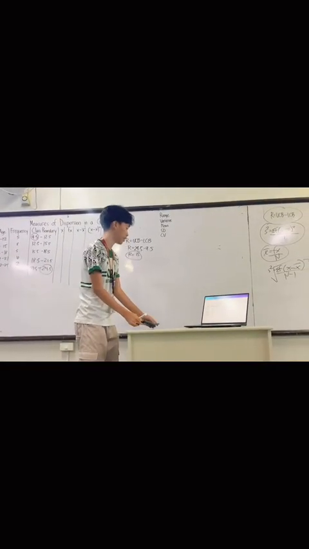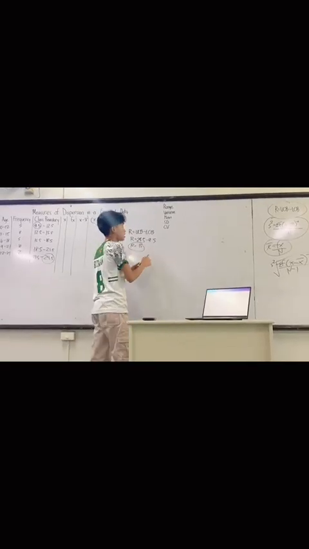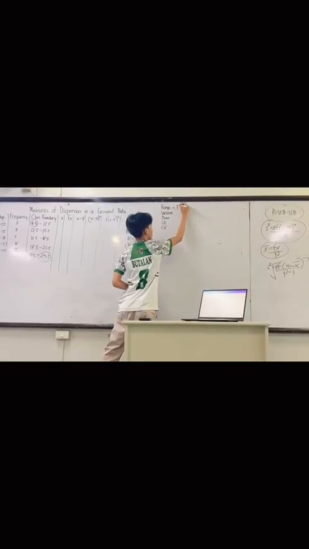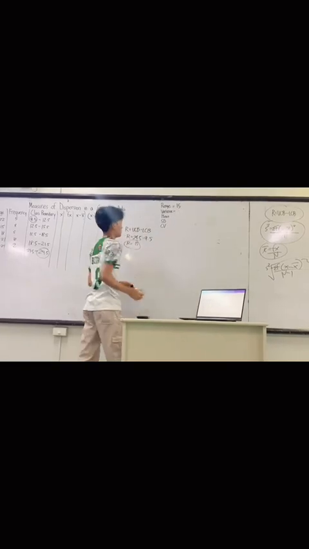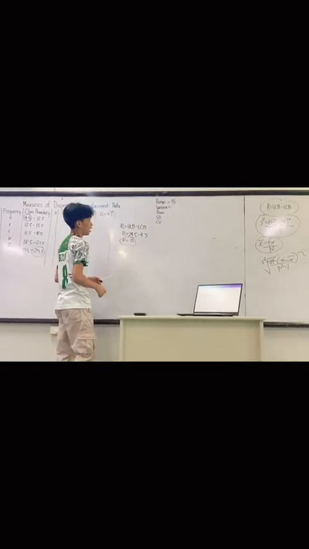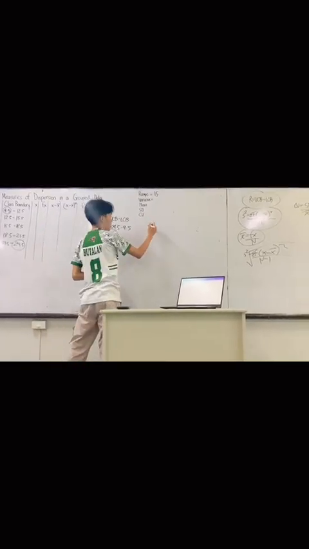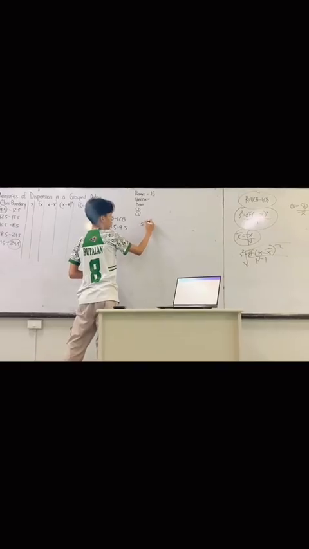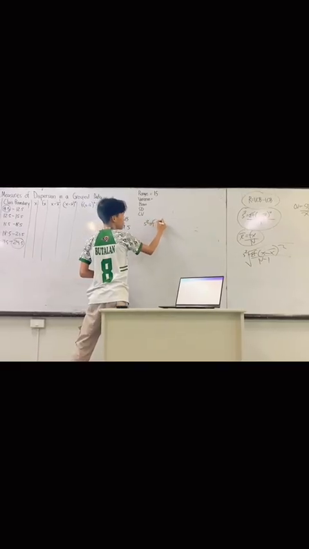And now we have identified our range, which is 15. Next, we will be identifying how to get our variance. So our variance formula will be S squared equals the square root of the sum of f times x minus the mean, squared, over n minus 1.